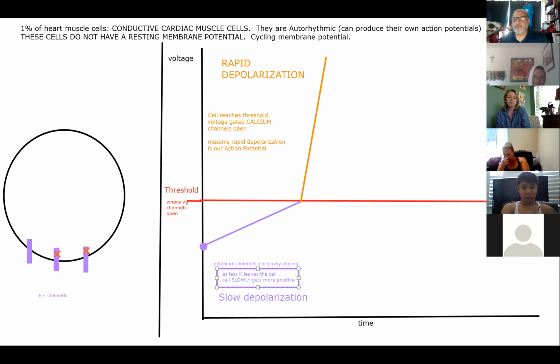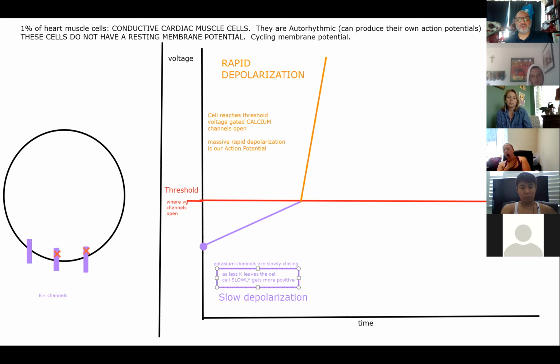They don't all close, but most of them are going to close. Most of them are closed, but not necessarily all of them. Again, I've only drawn 3, so it's not easy. But remember, this cell is going to have hundreds of them. So will all 100 close? No. Just enough so that it gets positive enough to get to threshold.